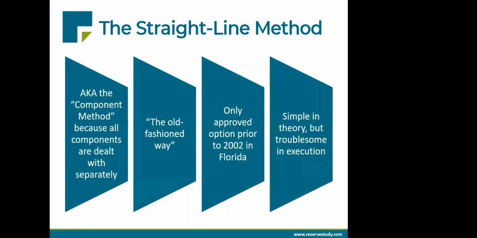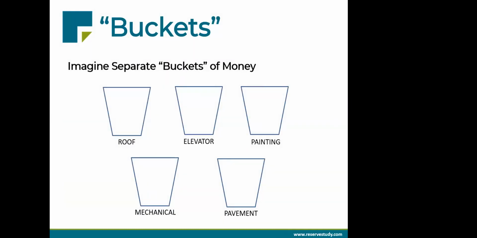So the way I like to characterize this method is to point out that it's kind of simple in theory, but it becomes very troublesome, very problematic, very complicated when you actually try to put it into practice. So just to talk it through, to help us understand the method, I want to give you an analogy here. I think it's helpful if you think of each category of reserve components as being funded by separate buckets of money, okay? So for the sake of this discussion, let's assume that we're talking about these 5 buckets, these categories: roof, elevator, painting, mechanical, and pavement.